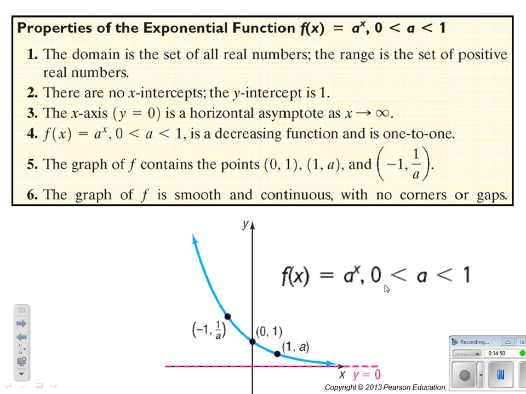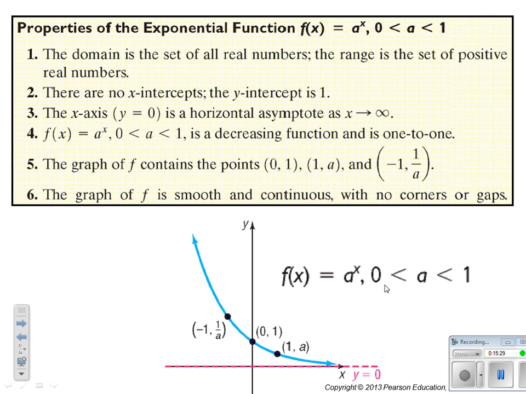So here are the properties of exponential functions when our base is between 0 and 1. So when we have a decimal or a fraction that's between 0 and 1, the domain is the set of all real numbers, and the range is still the set of positive real numbers, so we're talking about above the x-axis. There are no x-intercepts, and the y-intercept is still 1. The x-axis, y equals 0, is still a horizontal asymptote, but this time it's as x approaches infinity.